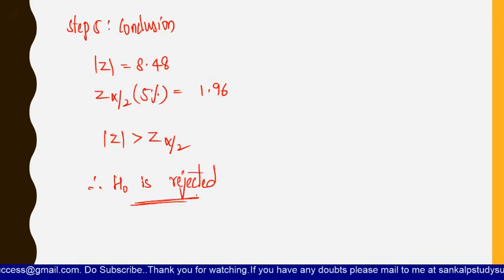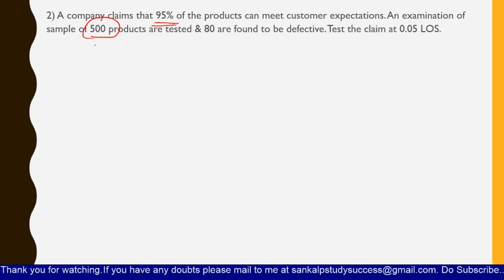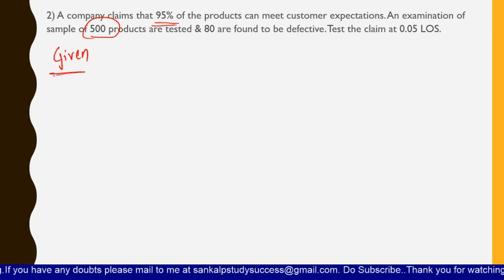So now let us solve one more problem related to single proportion. A company claims that 95% of the products can meet customer expectations. That means this is the probability, 95%. An examination of 500 products, that means N value is nothing but 500, right? So let us write the given data. Here 500 products are tested and 80 are found to be defective.